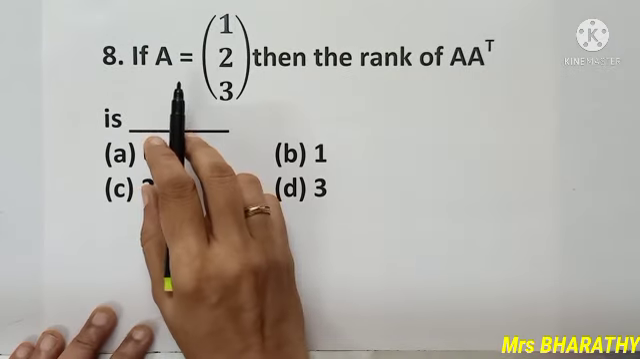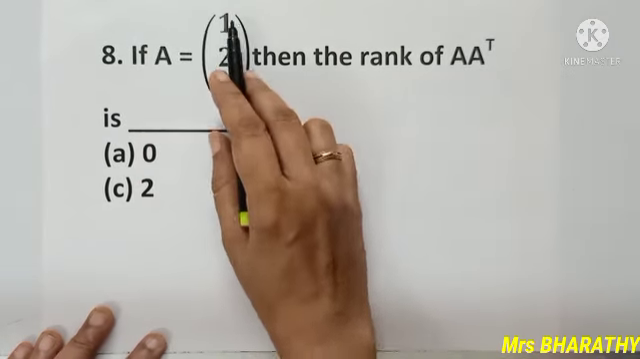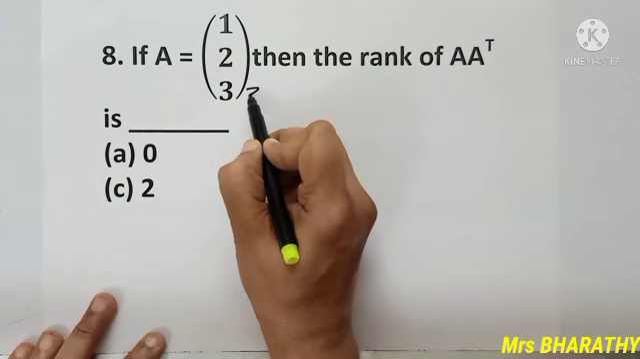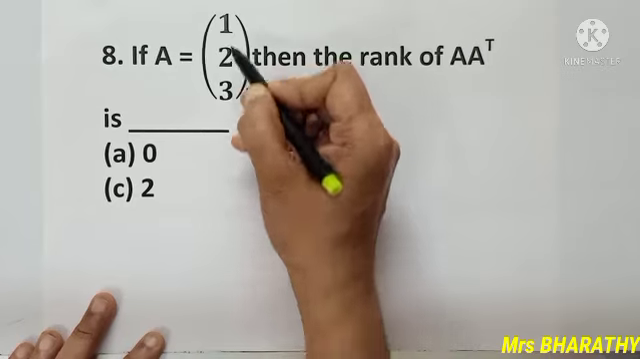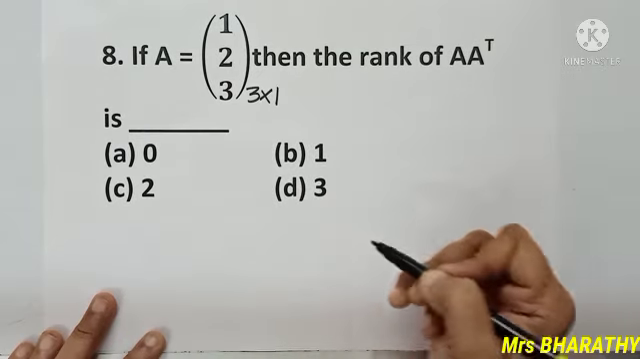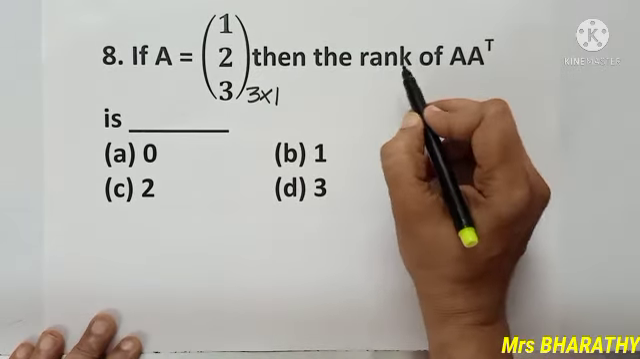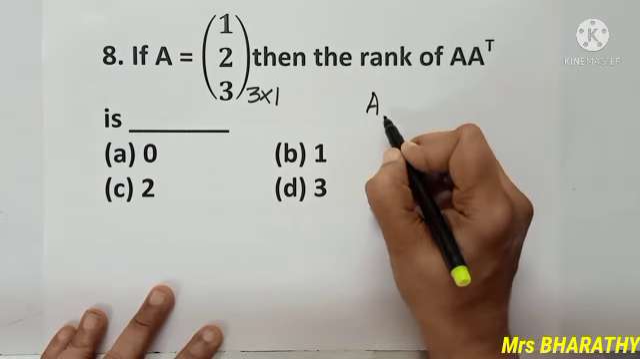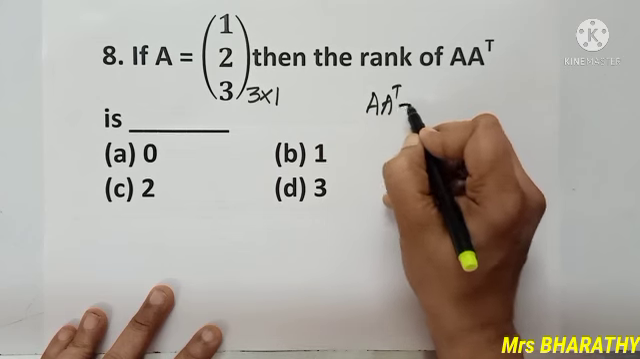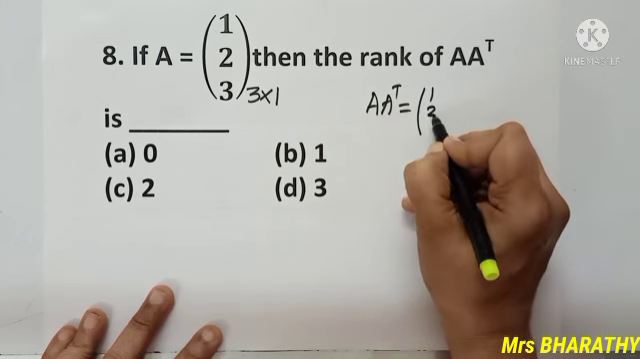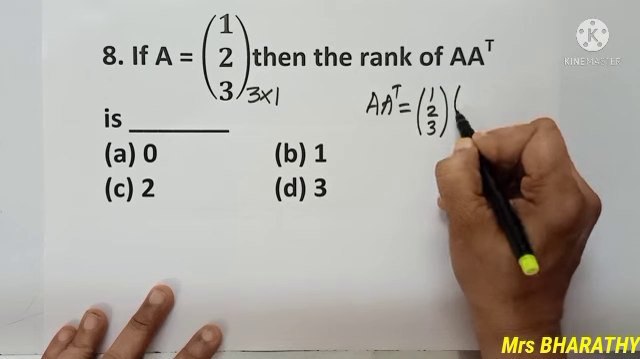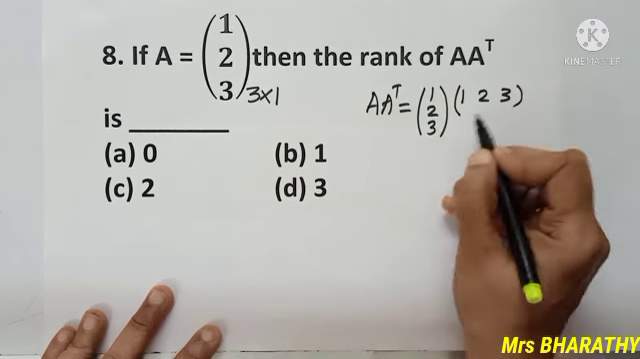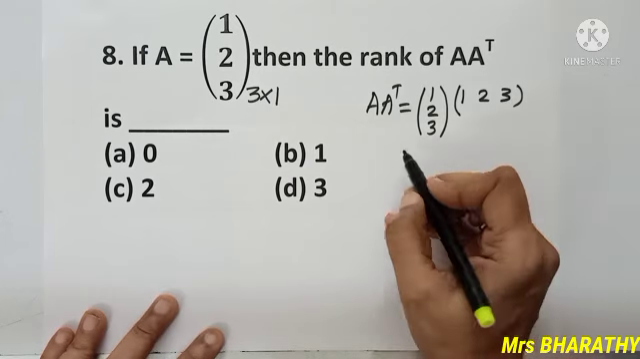Question number 8. A is equal to 1, 2, 3. How many rows? 1, 2, 3 rows. And how many columns? There is only one column. My question is to find the rank of A transpose. Let me find out. A transpose. A is 1, 2, 3. What about A transpose? The column will become row. We are interchanging rows and columns.